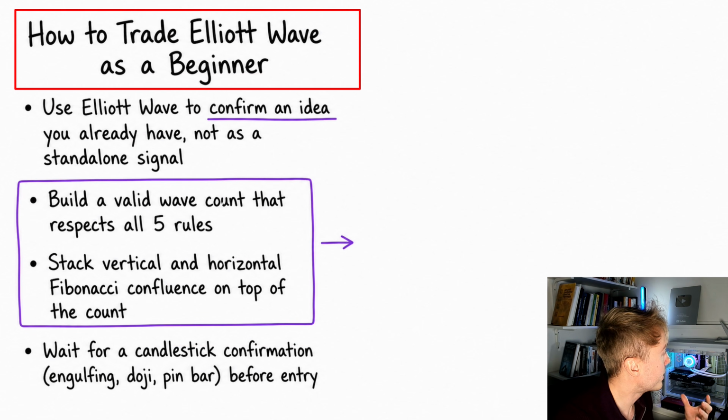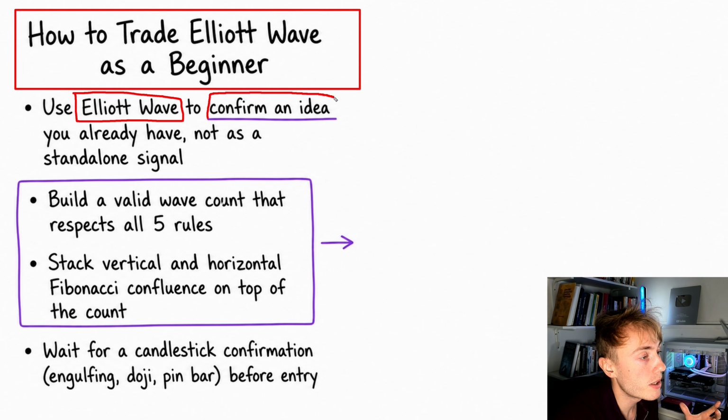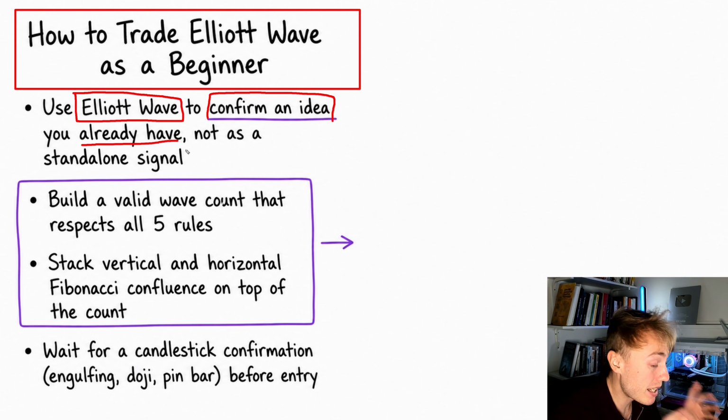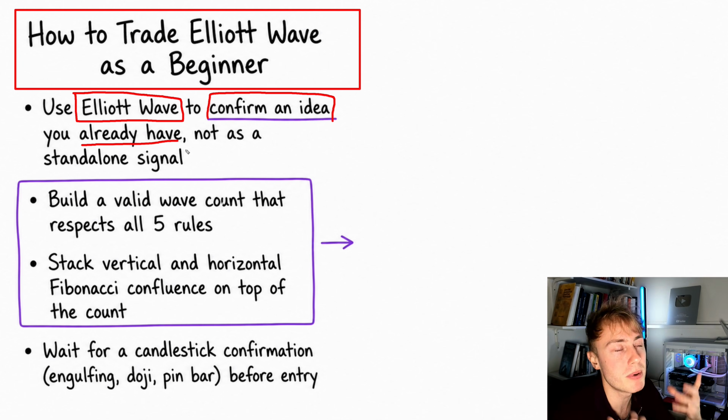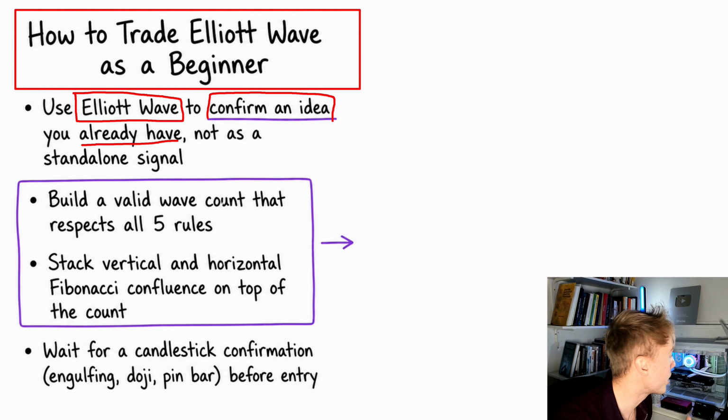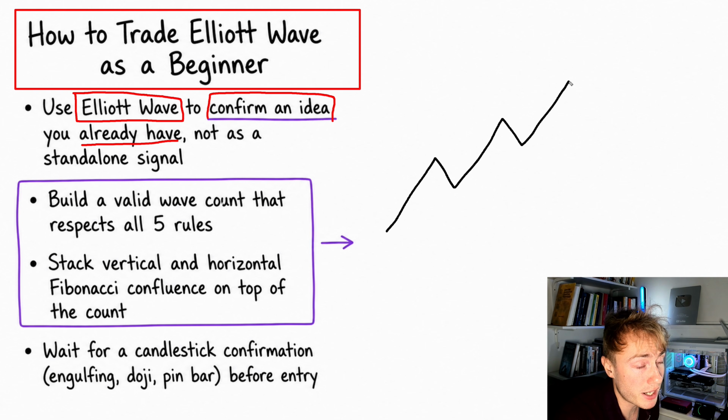And here, the main principle is that we want to use Elliott wave to confirm an idea you already have. So what I recommend, especially for beginners, is to not blindly try to follow the waves. For example, let's say that you draw out a wave right here and you have found a valid count. So you have 1, 2, 3, 4, 5. So let's say that we are now, of course, expecting the correction, the A, B, C correction.